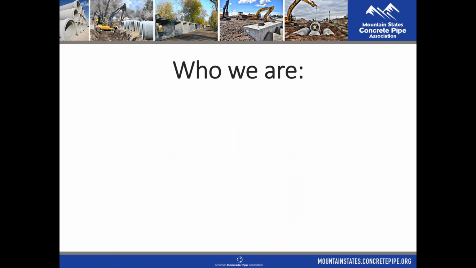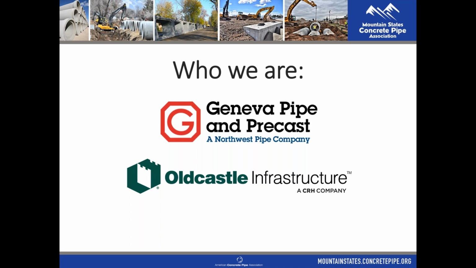We have 4 companies that are members of this association, 4 main companies. We have a lot of smaller associate members, but the 2 companies that manufacture pipe are Geneva Pipe and Precast and Oldcastle Infrastructure. Now, Geneva Pipe and Precast, they've got plants in the Salt Lake, Orem, and St. George areas in Utah, and Oldcastle Infrastructure has plants in Ogden, Idaho Falls, and the Boise area. And so the Mountain States Concrete Pipe Association, we cover the Utah and Idaho areas, and I spend most of my time traveling throughout the states of Utah and Idaho, talking to folks.